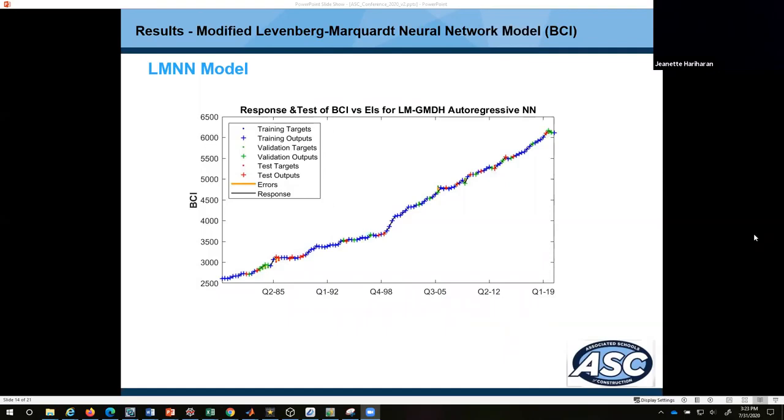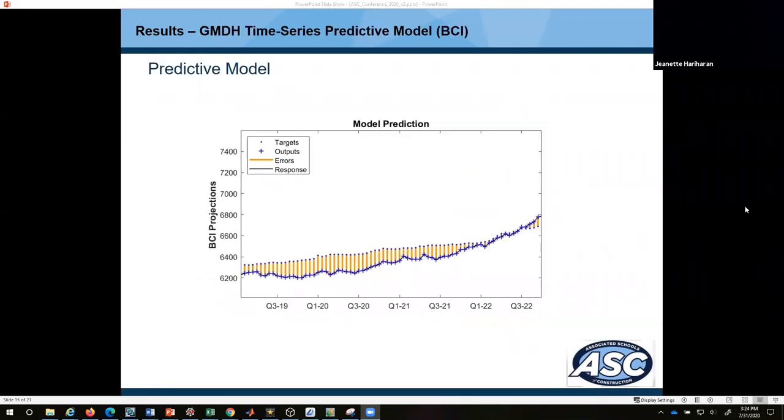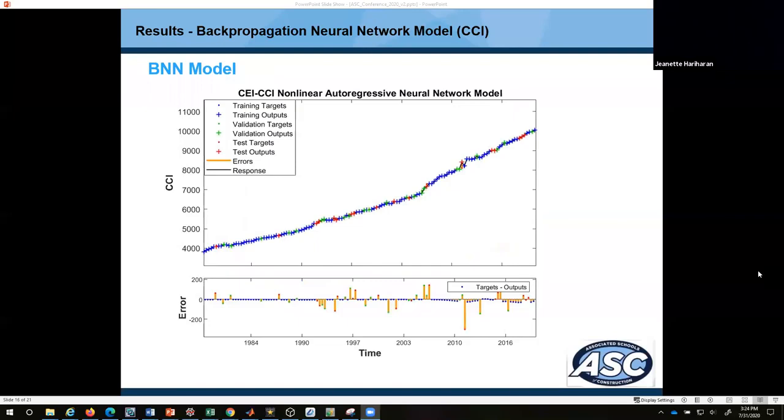If we look at the Levenberg-Marquardt model, we see that it's a little bit closer and has slightly better results because our error function uses a damped least squares error model. In our predictive model, we can see that we do have some error, but this is based on some new data and also a linear regression model. We think that the model that we have in the CCI for this neural network is a higher predictive model.